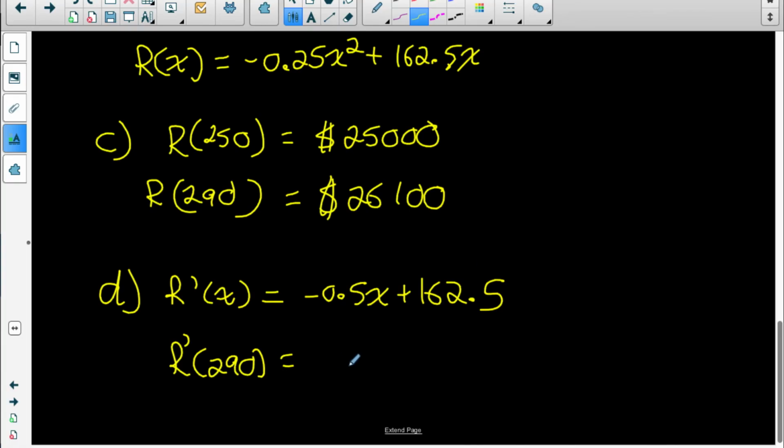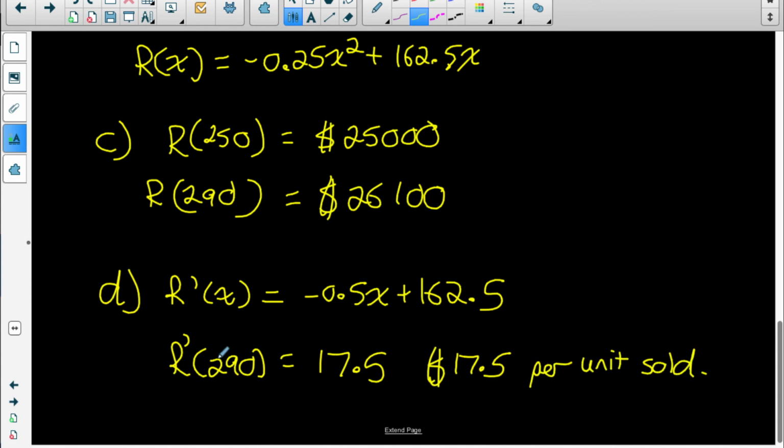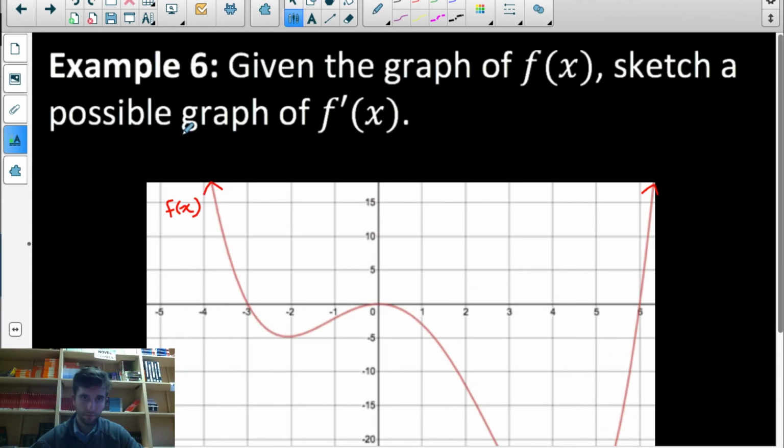So that's actually the rate of change of the revenue at that number sold. It's 17.5, so that means the revenue is going up by $17.50 per unit sold. That's what the revenue is changing by at that number sold. It's changing by $17.50 per unit sold.